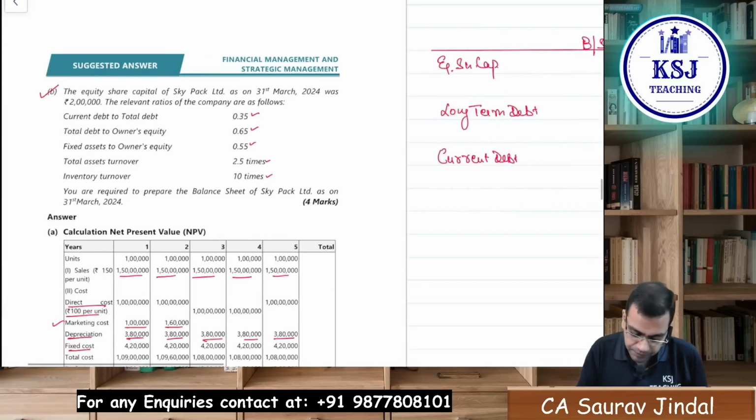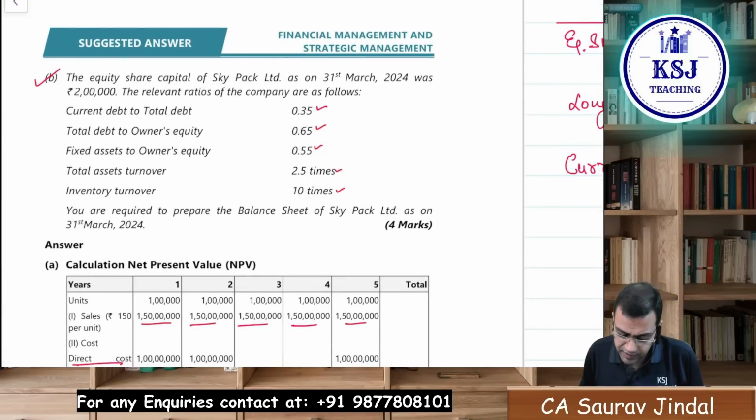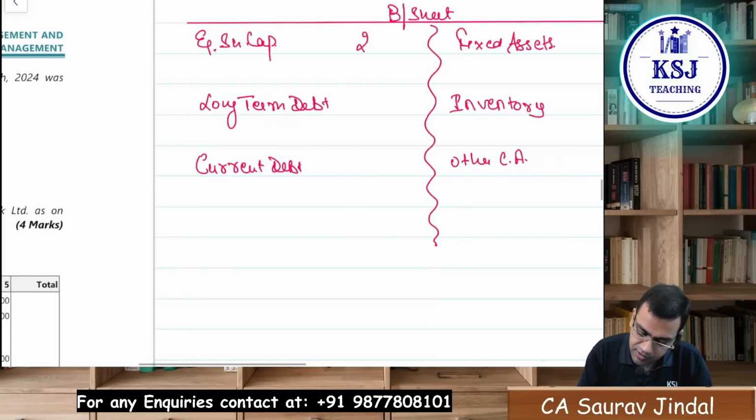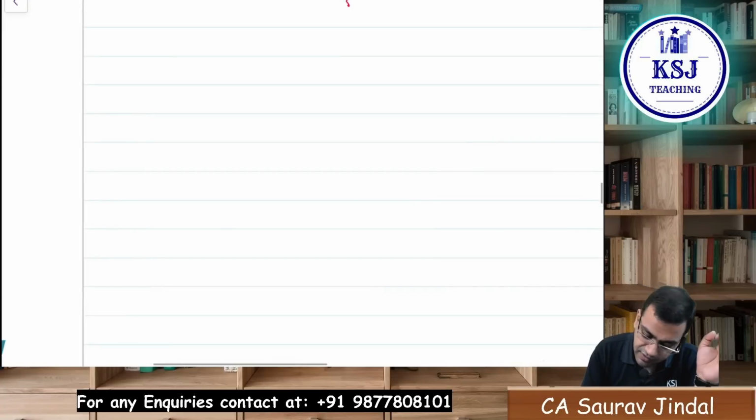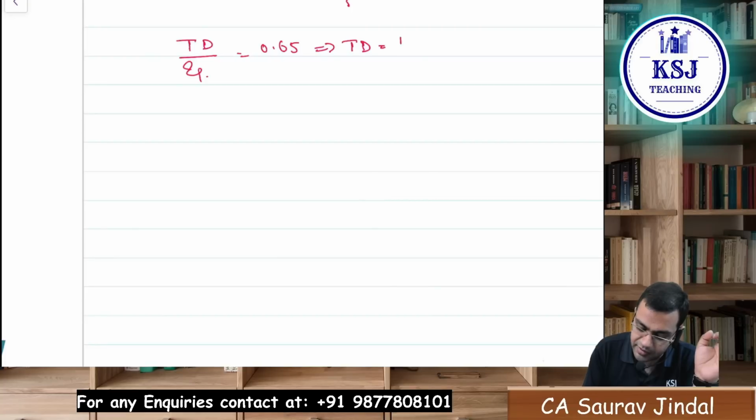How to solve this now? See what is given to you. You are given the equity share capital is 2 lakh rupees. Using this, what you can calculate? You can calculate total debt to owner's equity. Yes, 0.65. So total debt to equity is equal to 0.65. So from here, what will be total debt? That will be 2 lakh multiplied by 0.65, that is 1,30,000.